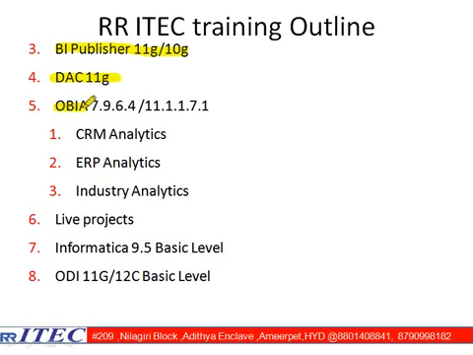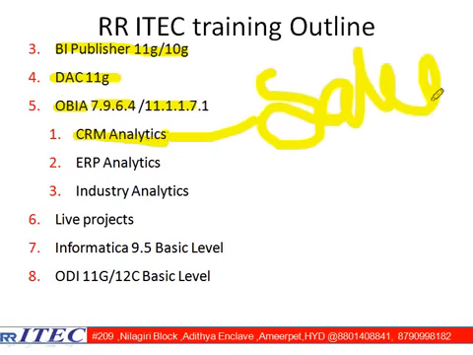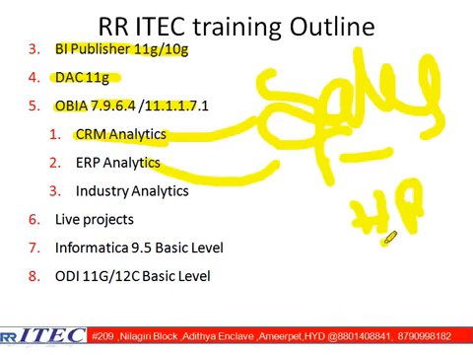And OBIEE is available in two flavors. 7964 is the combination of Informatica and OBIEE, and 11117 is the combination of ODI plus OBIEE. We'll try to see both, and what changes there are. These analytics are divided into CRM analytics, for example sales analytics, service analytics, marketing analytics. These are called CRM analytics. ERP analytics are financial analytics, HR analytics, supply chain and order management analytics. These are examples for ERP.